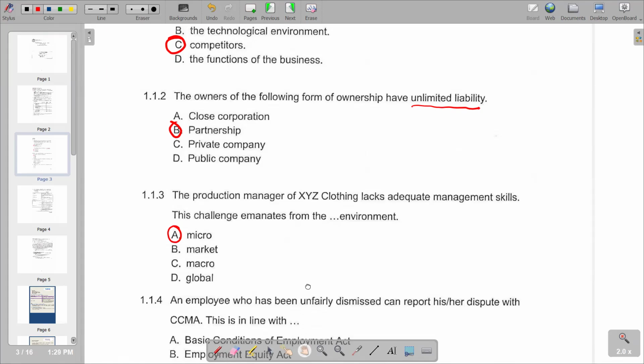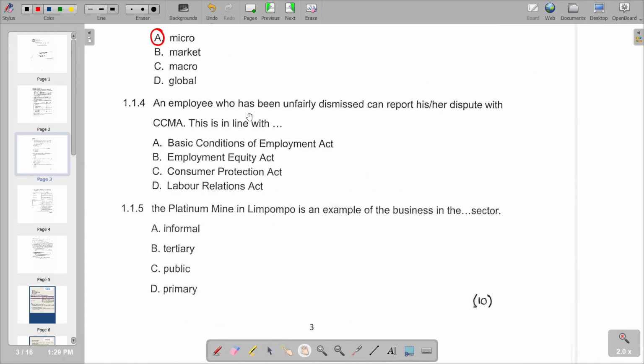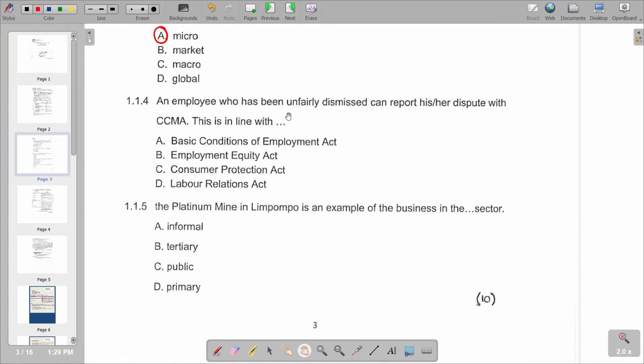So moving on to the next question, which is 1.1.4. An employee who has been unfairly dismissed can report his or her dispute with the CCMA. Remember, the CCMA stands for the Commission for Conciliation, Mediation, and Arbitration. So you would see that this is in line with the Labour Relations Act. So we have D. That's the correct response.